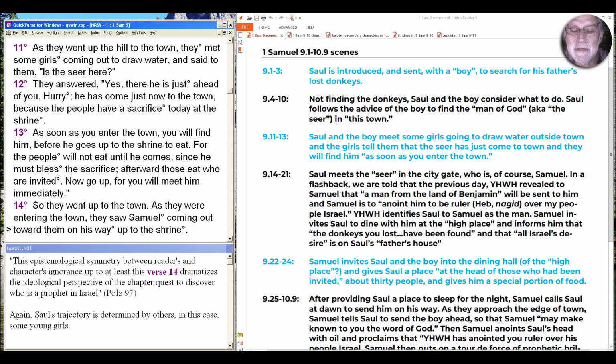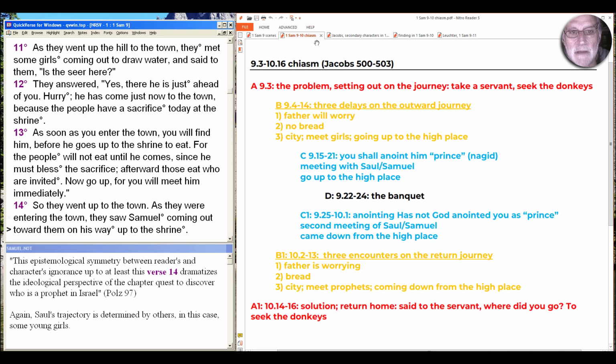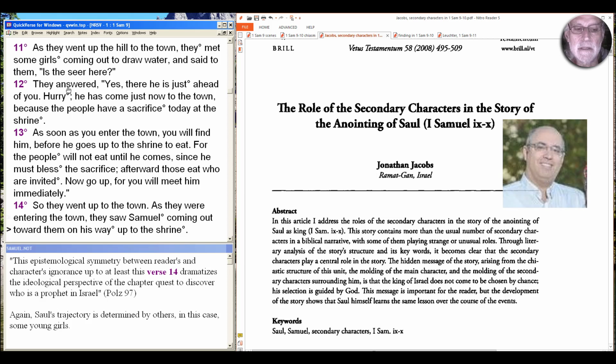But between production of the last video and this one, I found a couple of resources I want to share who really opened up this section for me. So you can see on the right side of the screen, I had the scenes of this section from 9:1 to 10:9, and therefore today we're on the second blue section there, 9:11 to 13. But the work of Jonathan Jacobs here, and I'll show you him first. Yeah, here he is at Ramat Gan in Israel.